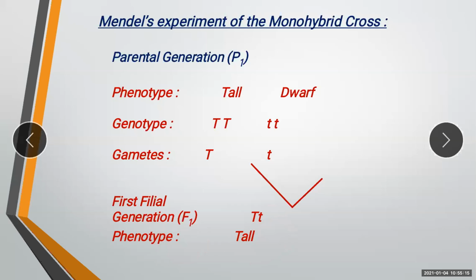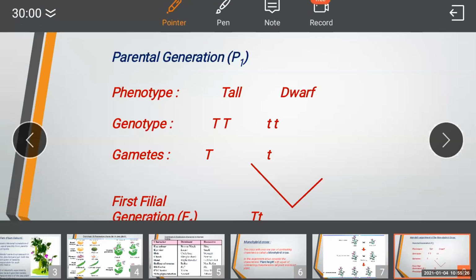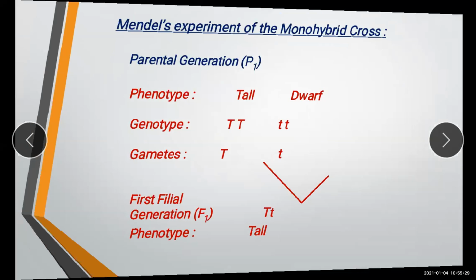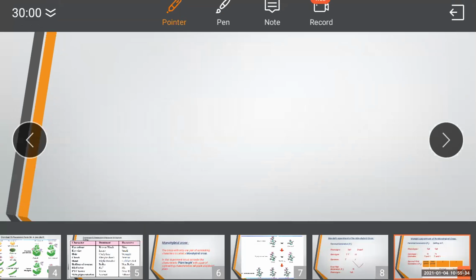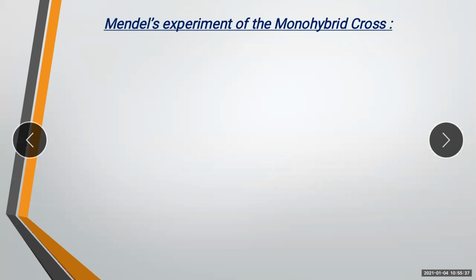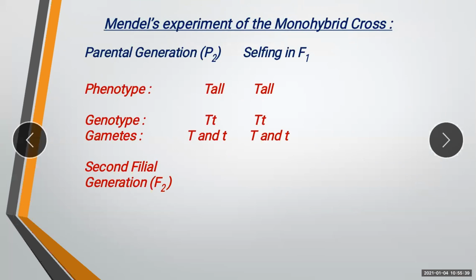So the parental generation, tall and dwarf, were crossed, and in the first filial generation we got all the plants tall, right? Now, for the F2 generation, the selfing is done between F1, that means the plants which Mendel got in the F1 generation, all the tall plants. You can see the plants were all tall, but the genotype was different.